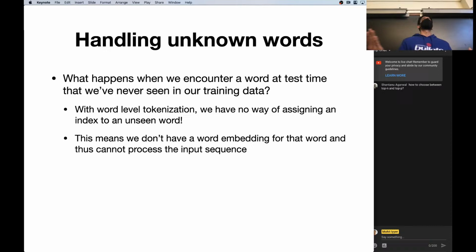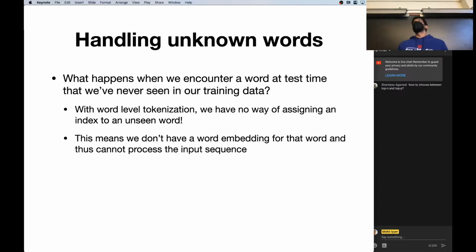So what happens really when we want to apply this at test time and we see an unknown word? If we do nothing, then our models are going to break, right? We're going to encounter this word that we've never seen before at training time. We don't have an embedding associated with this word, right? It wasn't observed in training time. And so what are we going to do?